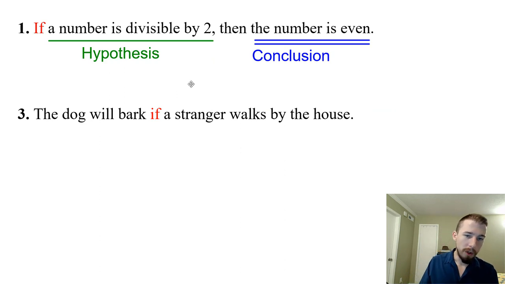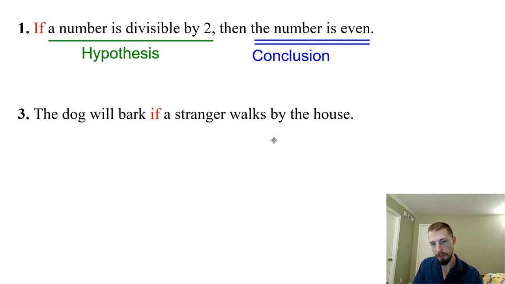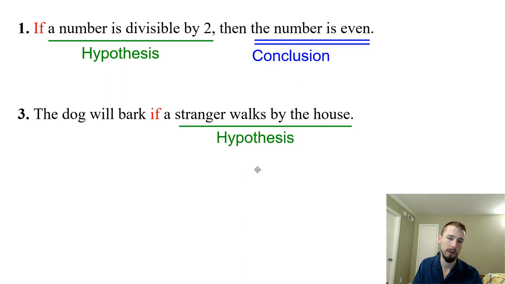The dog will bark if a stranger walks by the house. So this is kind of flipped because we see the if in the middle of the statement. So the dog barks because the stranger walks by the house, right? So we can actually do our hypothesis, and then the conclusion will be over here. The dog will bark if a stranger walks by the house.